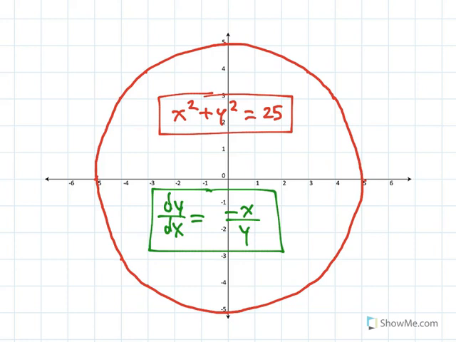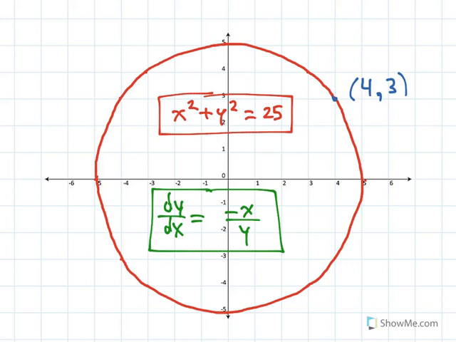So for example, if you look at the point 4, 3, it is a point that is on the circle. How do I know that? Because if you square 4, you get 16, and if you square 3, you get 9, and 16 plus 9 is 25. So we know that 4 squared plus 3 squared will give us 25, so the point 4, 3 is on our circle. What is the slope of the tangent line to the circle at the point 4, 3?